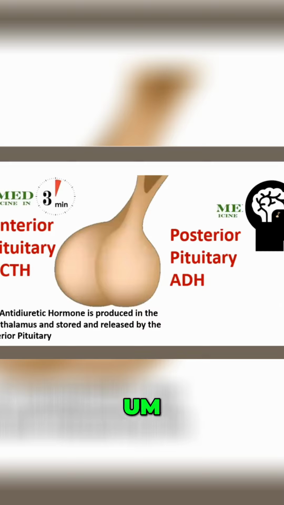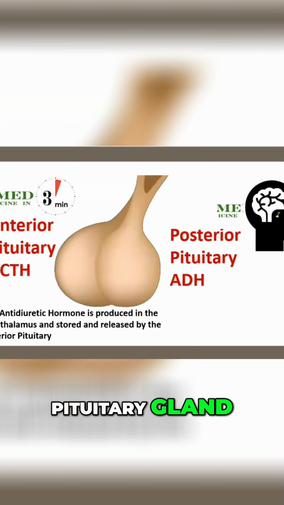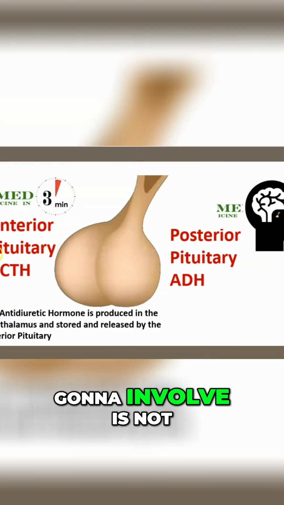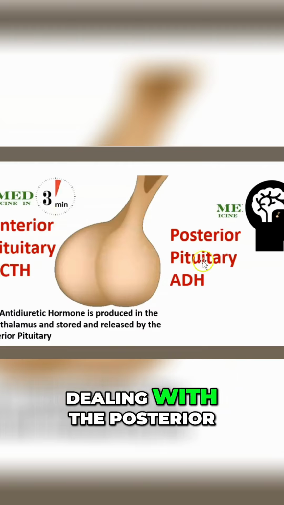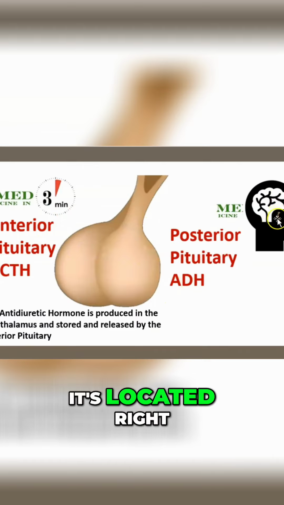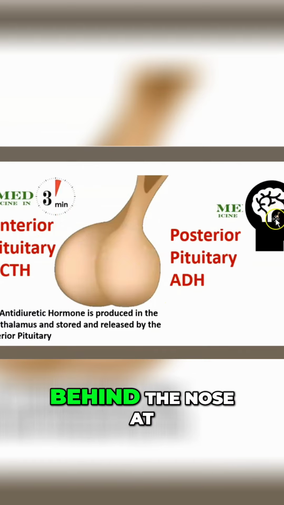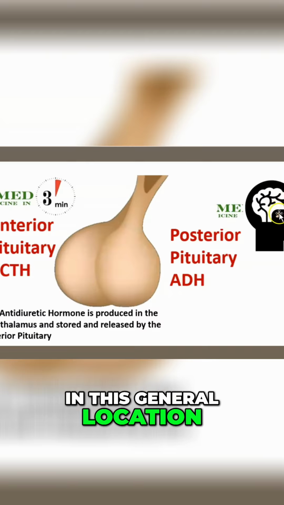Now, when we're talking about diabetes insipidus, it's going to involve the pituitary gland. The part of the pituitary gland that's involved is not the anterior pituitary ACTH. We're actually going to be dealing with the posterior pituitary ADH. As you can see, it's located right behind the nose at the bottom section of the brain, in this general location.